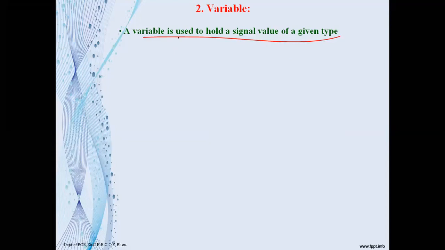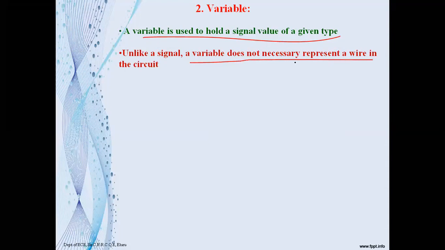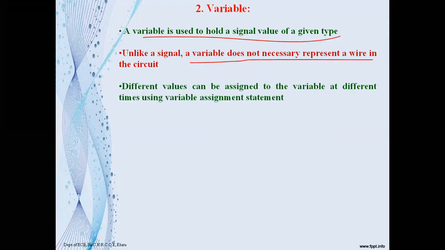That is what a variable is. And unlike a signal, the variable does not necessarily represent a wire in the circuit. Actually the signal represents a wire in the logic circuit, but the variable does not necessarily represent a wire. So it is not at all a wire here. Okay. And different values can be assigned to the variable at different times using the variable assignment statement here.